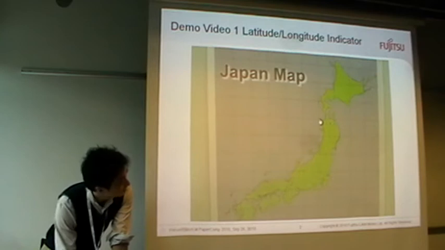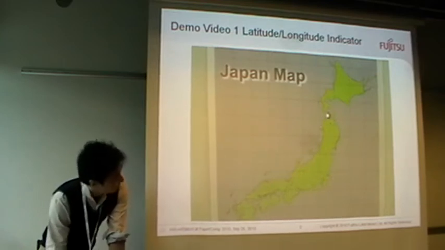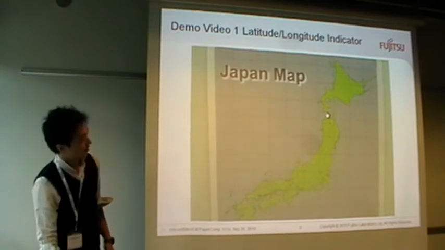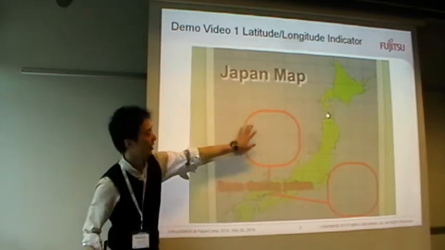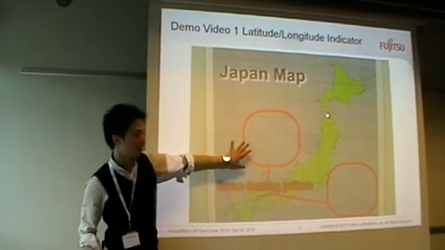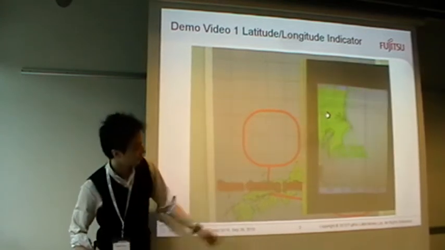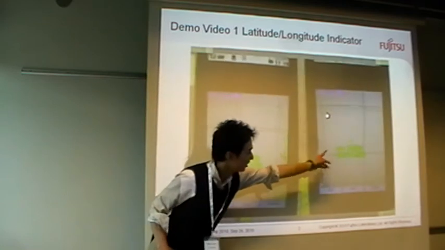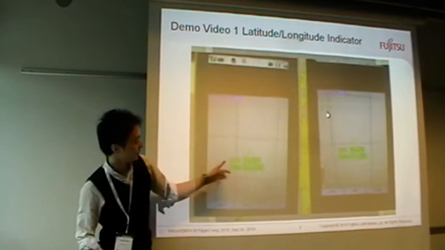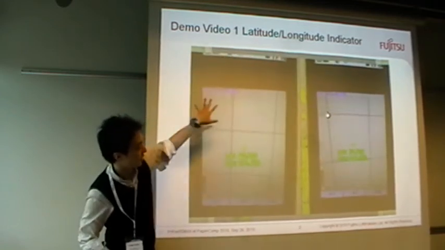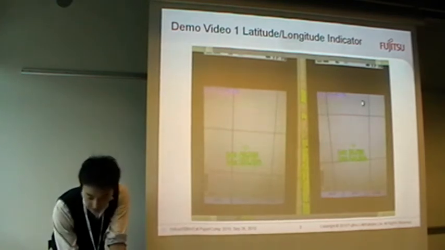In this demonstration, this map is a Japan map, and there is the same drawing pattern, that is the sea, but our technology can distinguish the sea. And this is a latitude and longitude of the sea, read by the camera phone, and this is a latitude and longitude of another area of the sea. And this is a demonstration video.